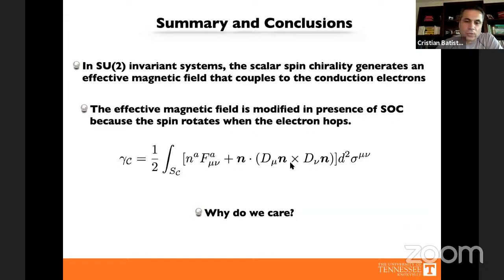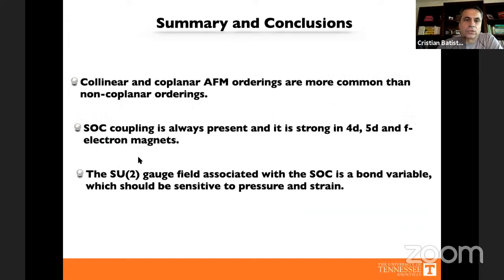And you may ask, why do we care? Well, we care because collinear and coplanar antiferromagnetic orderings are actually more common than non-coplanar orderings. And we also care because spin orbit coupling is always present and it's actually strong in 5d or 4f or 5f electron magnets. So in principle, we can expect a large anomalous Hall effect in this kind of materials, right? A large effective U1 gauge field produced by the combination of coplanar magnetic ordering with spin orbit coupling.